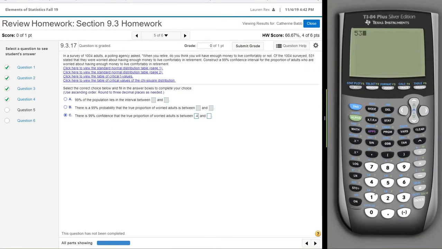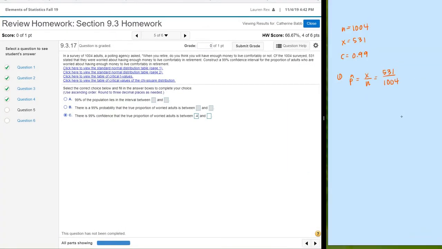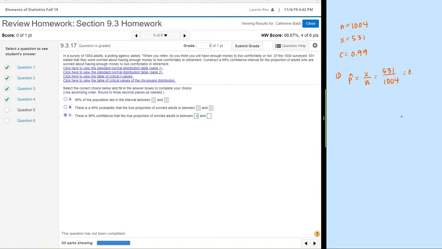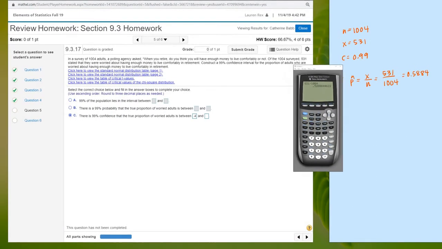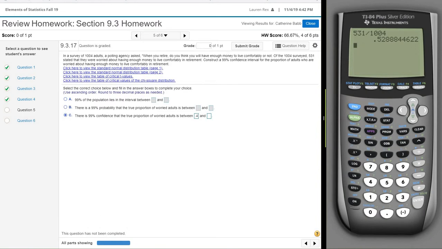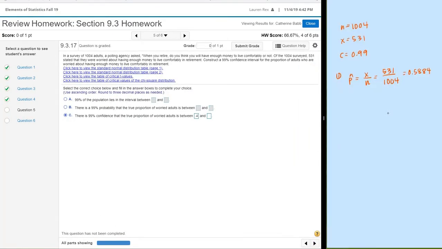So 531 divided by 1004 is 0.528884462. I'm going to hold that in the calculator and just write down a couple of digits here. 0.52884, etc. That's the sample proportion.